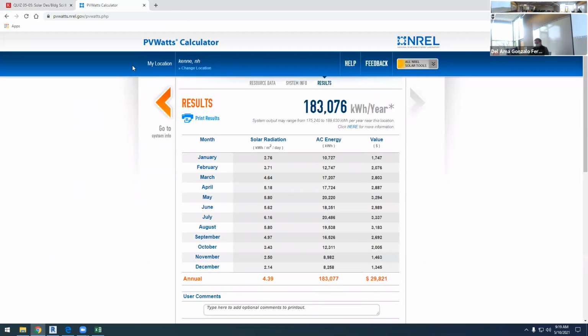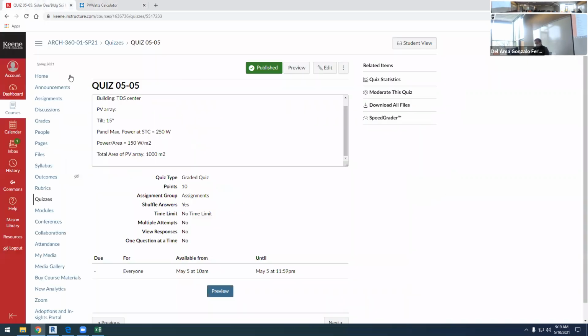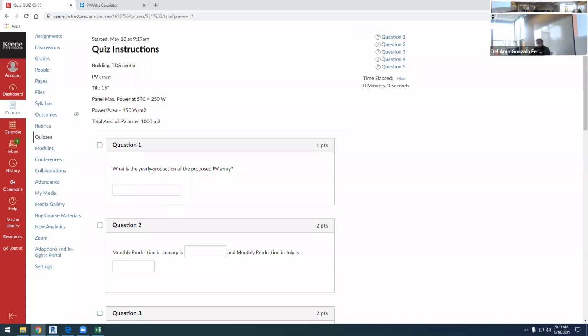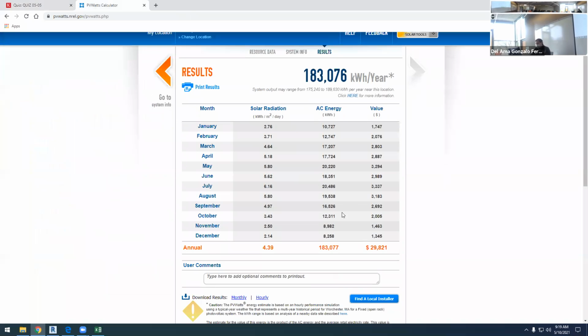Now we have to start copying these results here. So I'll go to the preview. What is the yearly production of the proposed PV array? Both work. This is rounded down and this is rounded up, so both answers would be correct. So let's copy this one.